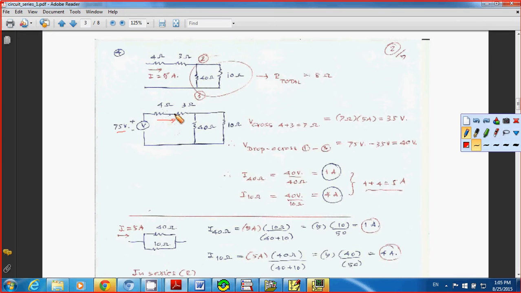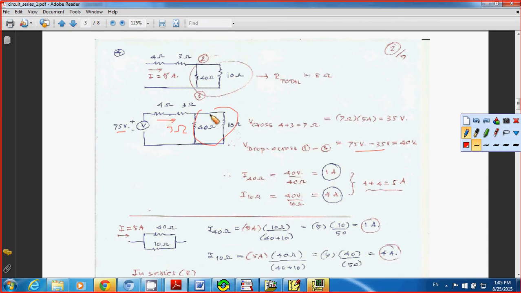And that means you have the voltage drop across, let's say, 7 ohms here. You simply multiply 7 by 5, right? That gives you 35 volt. So you can find the voltage difference across the 40 ohm resistor and 10 ohm resistor, right? Which is the same. Simply you subtract 35 from 75 volt, and that gives you 40 volt. So that means the voltage drop across the 40 ohm resistor and 10 ohm resistor is going to be what? 40 volt, right?